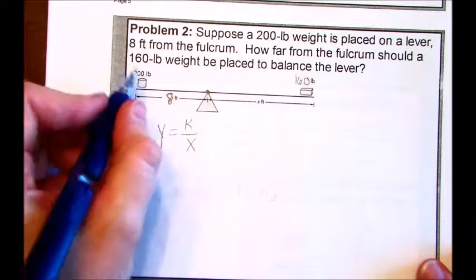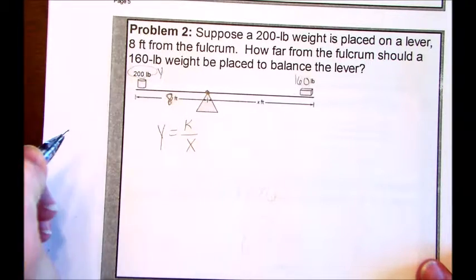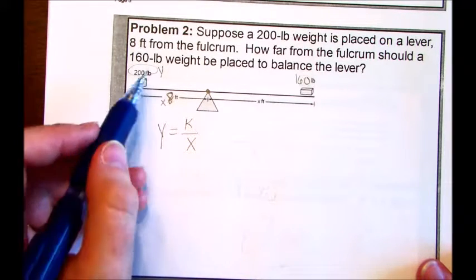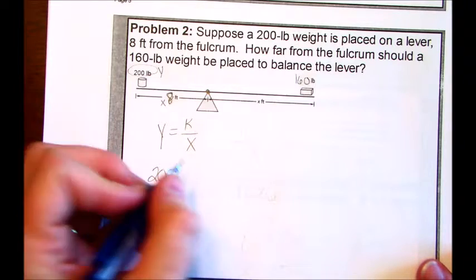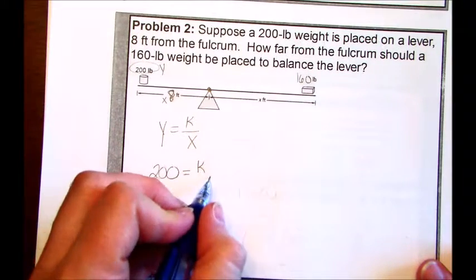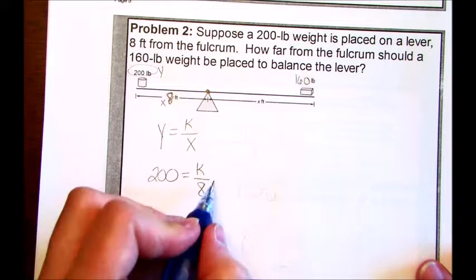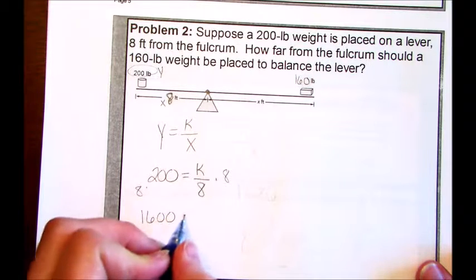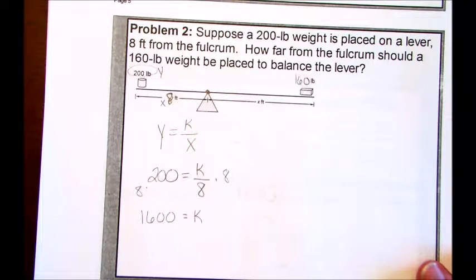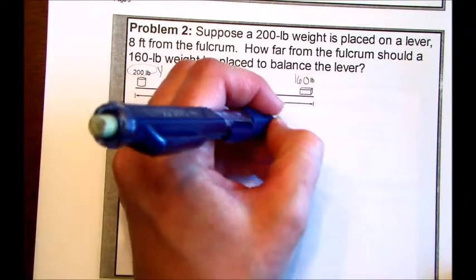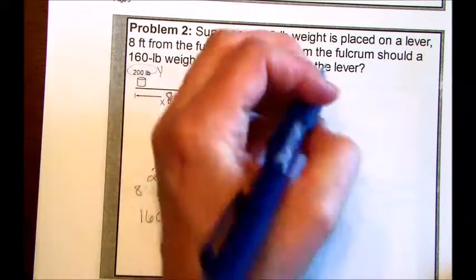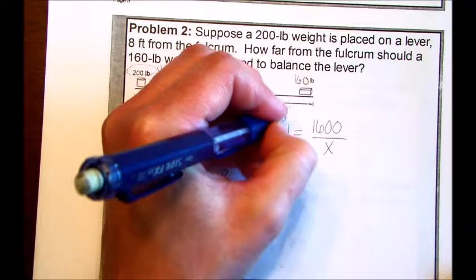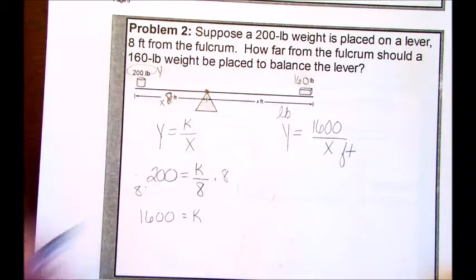Let's let our 200 be our y. Let's let 8 be our x. Okay, so we're going to do 200 for your y value equals k, our constant, over 8, our x. Multiply each side by 8, just like we did in the last problem. That's 1,600 equals k. Now let's make our equation. So we get y equals this 1,600 over x. Remember, y is pounds, x is feet.